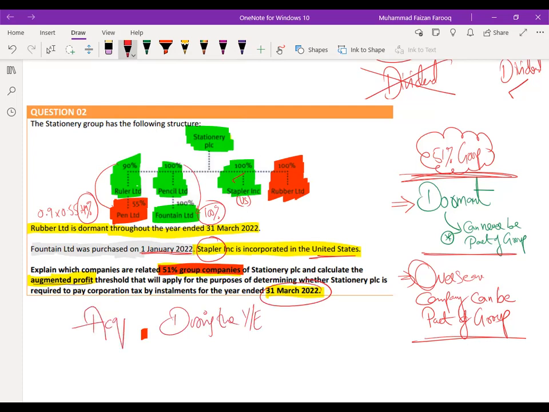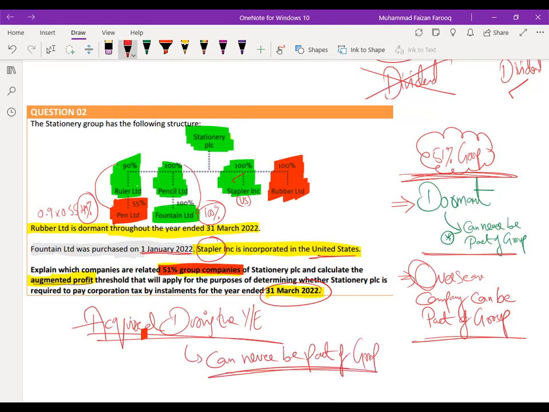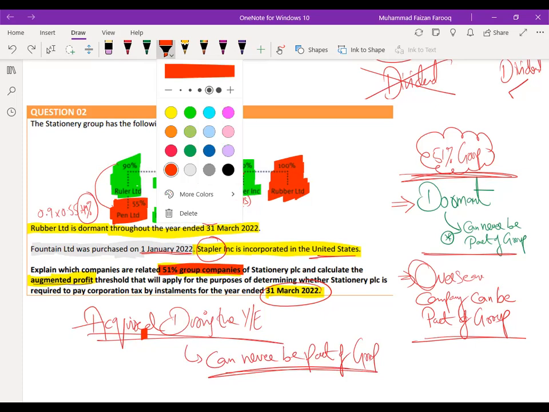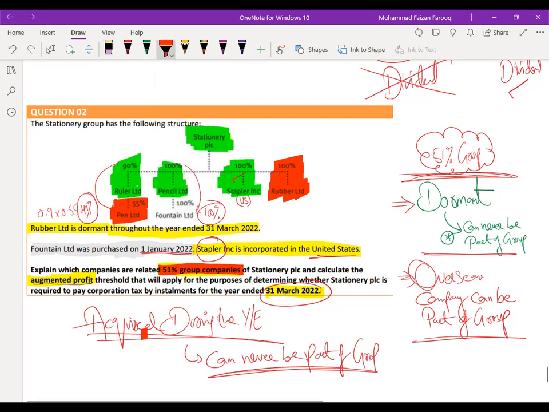A company acquired during the year can never be part of group. If you acquire any company during the year, for the same year, although the percentage is 100 and the effective percentage is more than 51, for the first year of becoming part of group the company cannot be a group member. Group membership will begin from the next year, from the second year.